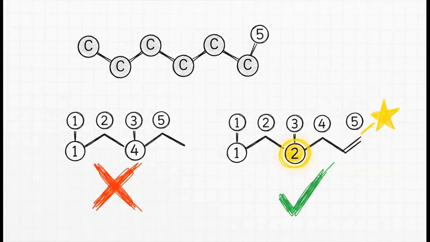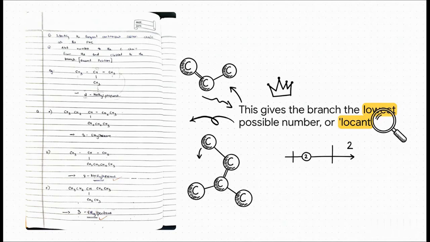Right, on to rule number 2. This one's all about giving those branches an address. So what you do is you number the carbons in that main parent chain. But which way do you start? Simple. You start from the end that's closest to the first branch. The whole goal here is to give those branches the lowest possible address numbers. This molecule is a perfect example of that.